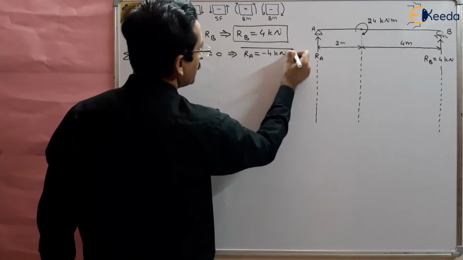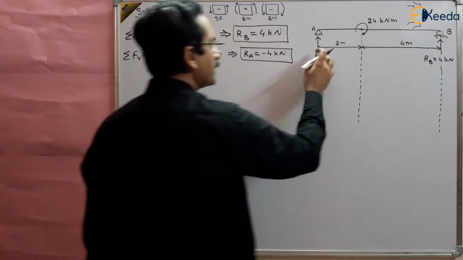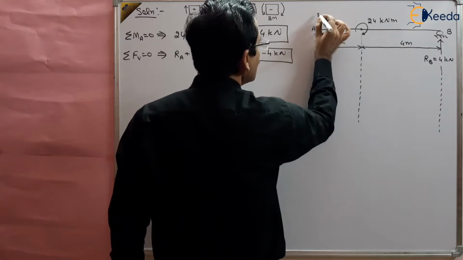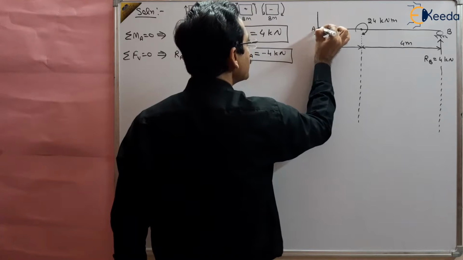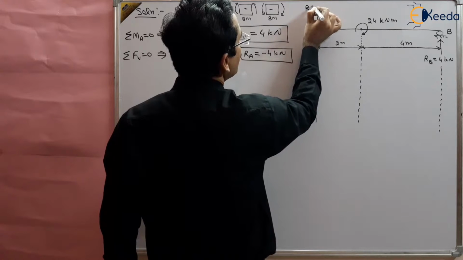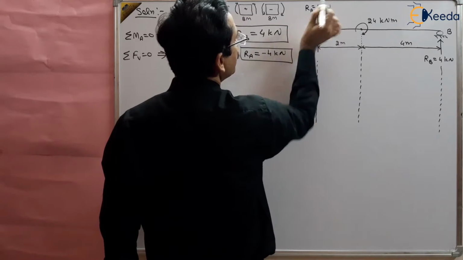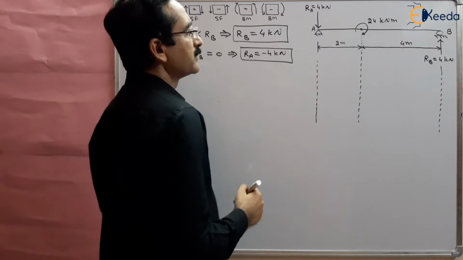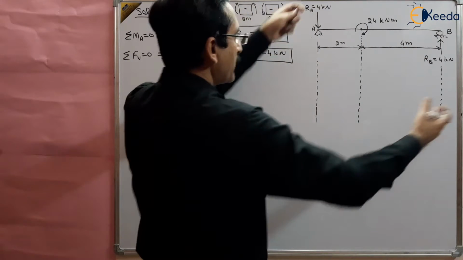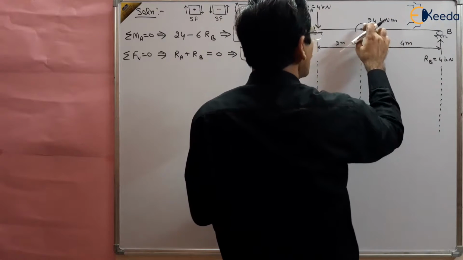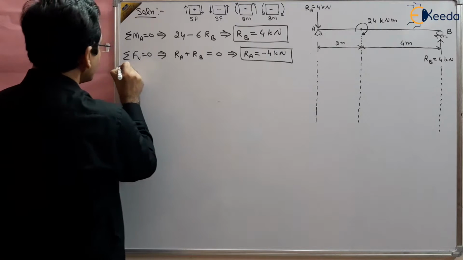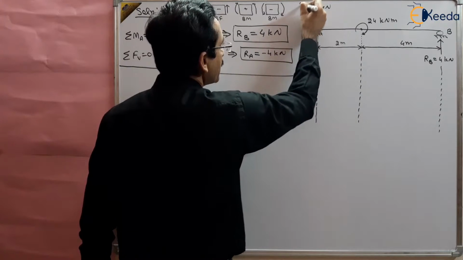Minus 4 kilonewton. It means the direction of RA is not this. Actually RA is in this direction, the downward direction. So the actual direction of RA is this. This is RA, which is equal to 4 kilonewton, in downward direction. This reaction is upward, this reaction is downward, so that it can counteract this moment 24, right? So this is one part of this question. We have obtained the reactions.